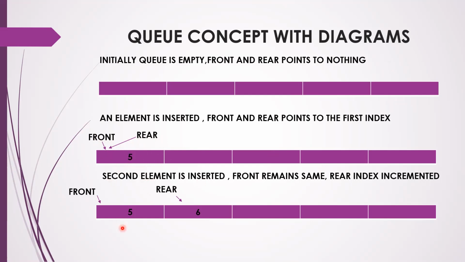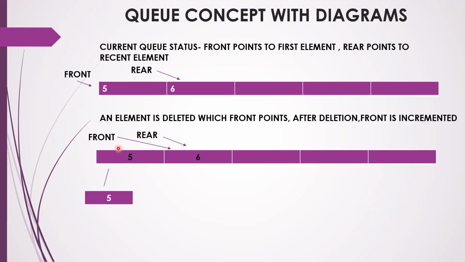Now we have to insert a second element. For that, we have to increment the rear pointer because insertion always occurs at the rear end. So you have to increment the rear pointer and insert the element 6. Front will remain the same because we are doing here insertion, that is enqueue operation. We are not doing dequeue operation, that is deletion. Only when we do dequeue operation, that is deletion, we will focus on the front pointer.